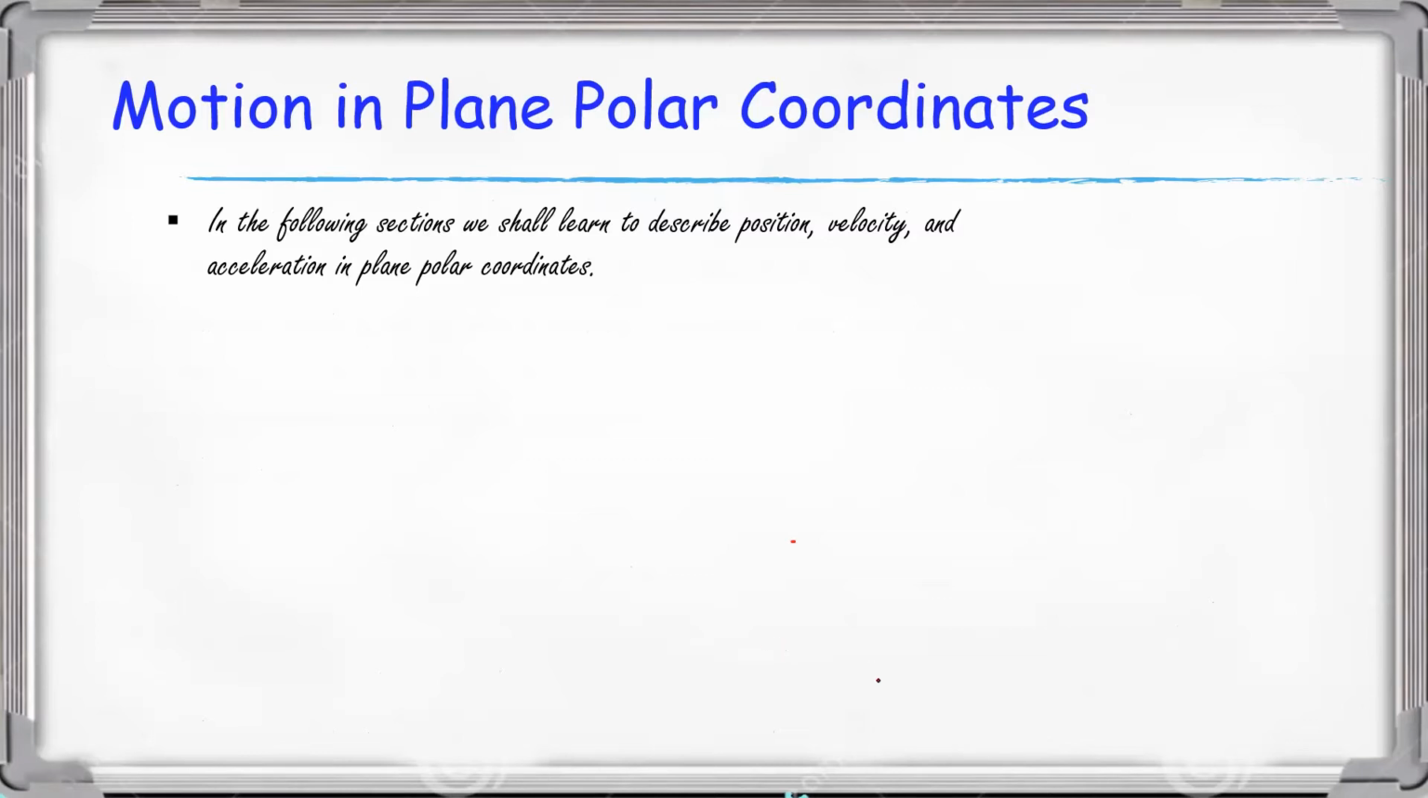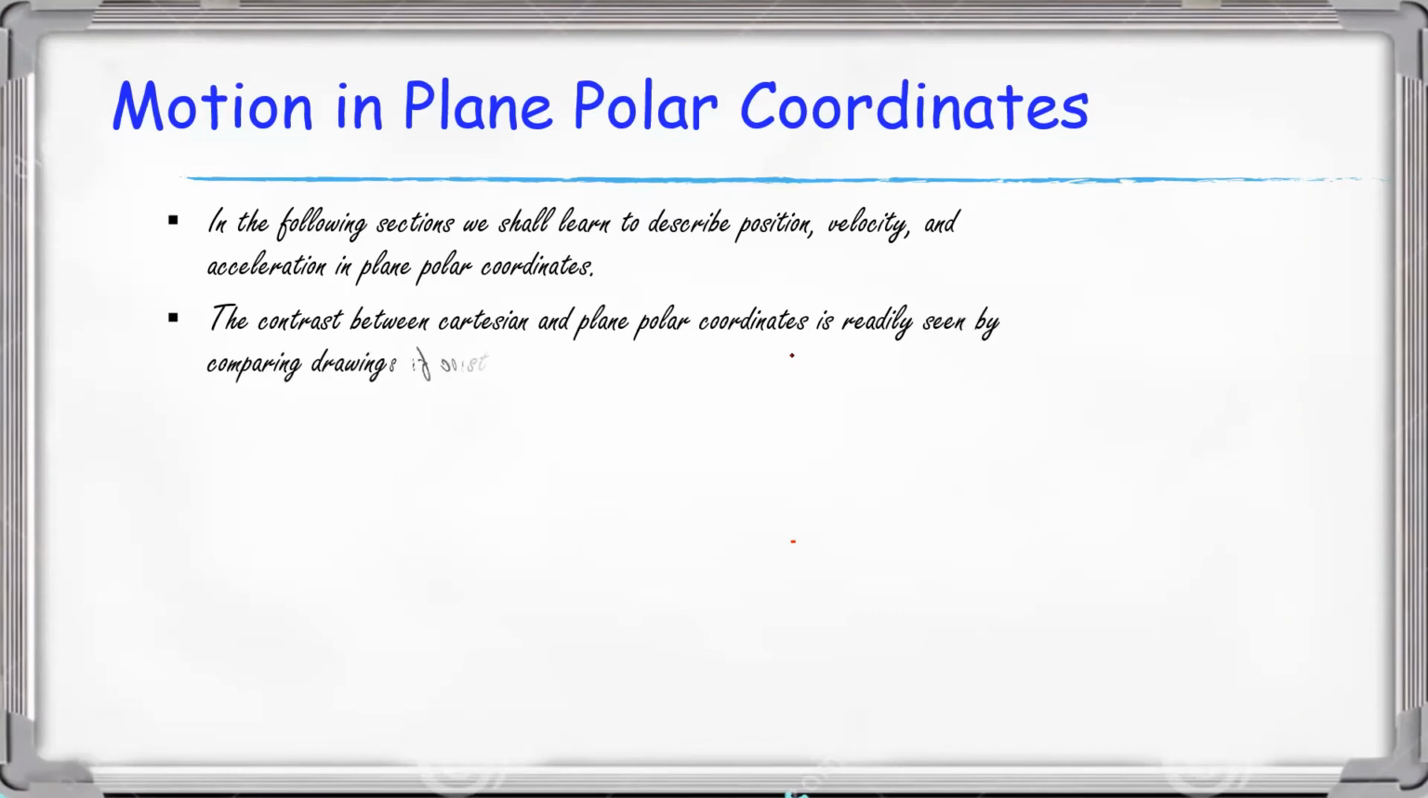In that we have to find the position, velocity and acceleration, and today we discuss only about the position, and in the next session we will discuss about velocity and acceleration in plane polar coordinates. Before going deep into plane polar coordinates, first we compare the plane polar coordinate system with the Cartesian coordinate system.